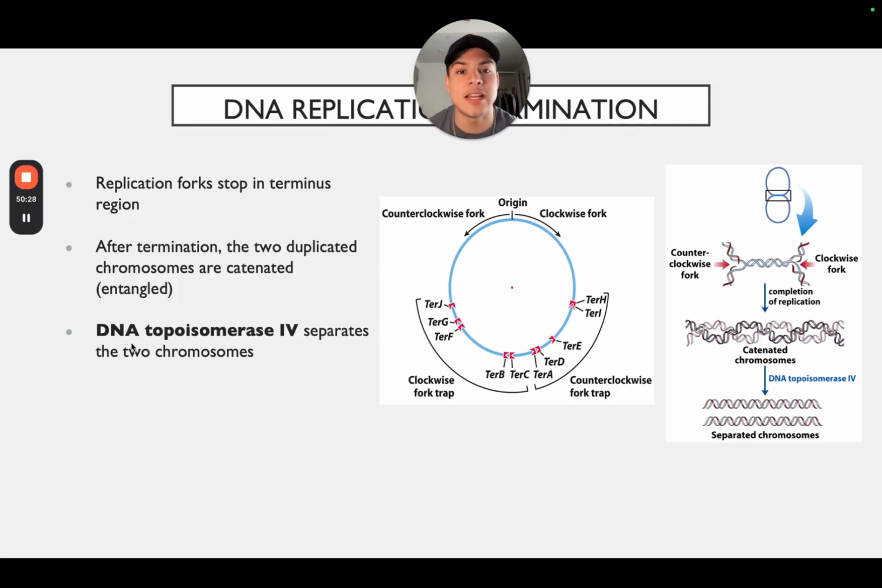And that's going to be DNA topoisomerase 4. DNA topoisomerase 4 is going to take the entangled chromosomes right here on this right diagram, and it's going to separate them into 2 separate strands. And it's exactly that separation that will cause these chromosomes to be fully apart.